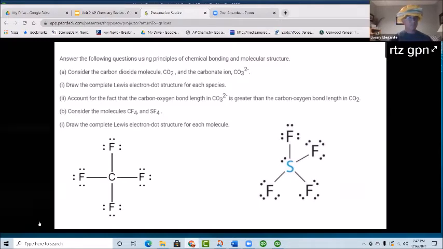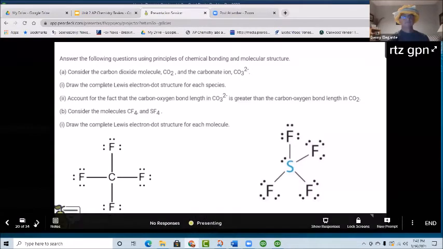So look at those things real quick, because for the next one, I'm going to ask you to tell me the geometry. So for CF4 and SF4, I'm going to ask you for the geometry of each one. So look at the Lewis structures, and you can just tell me what you think the geometries are.